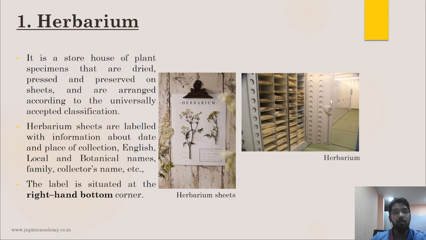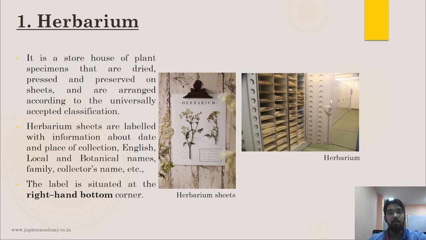Herbarium sheets are labeled with information about the date and place of collection, English, local, and botanical names, the family to which the plant belongs, and the collector's name, the person who collected the plant and made the herbarium sheet. The collector's name and the person who made the herbarium sheet can be different as well, but the collector's name is what is to be mentioned. The label is generally situated at the right hand bottom corner.